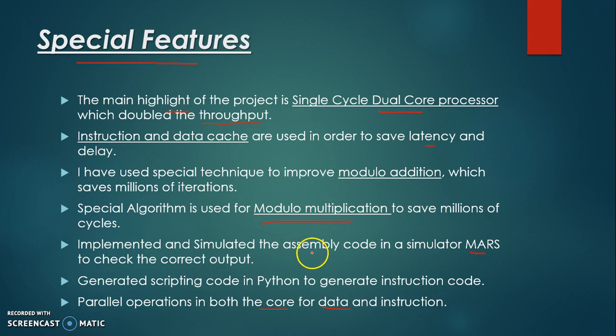After writing the assembly code for my IDEA algorithm, I implemented and simulated it in MARS in order to check the corresponding correct values. I also generated a scripting code in Python. The scripting code is generic, so if you add any of the 14 instructions and the registers that I use, it will automatically produce the corresponding instruction code. Also, I am doing parallel operation in both the cores for my data as well as instructions.